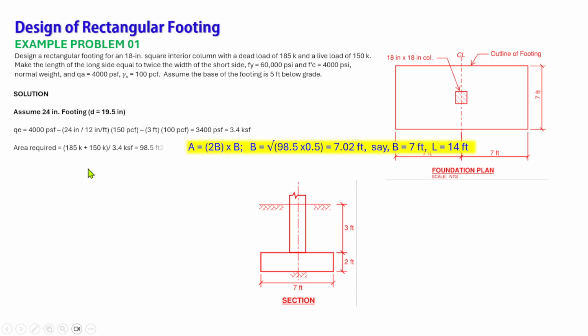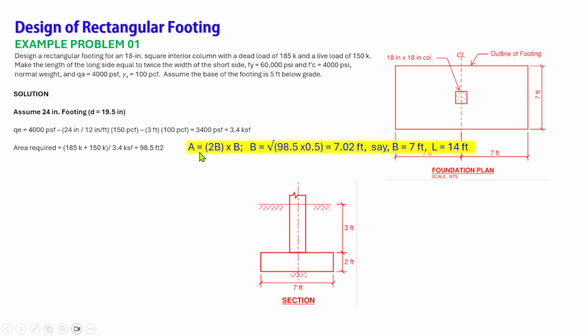So the required area is based on the service load, the unfactored load. So that is 185 kips plus 150 kips. The total of that, we divide by 3.4 ksf, that is the effective allowable soil bearing pressure. That is equal to 98.5 square feet.